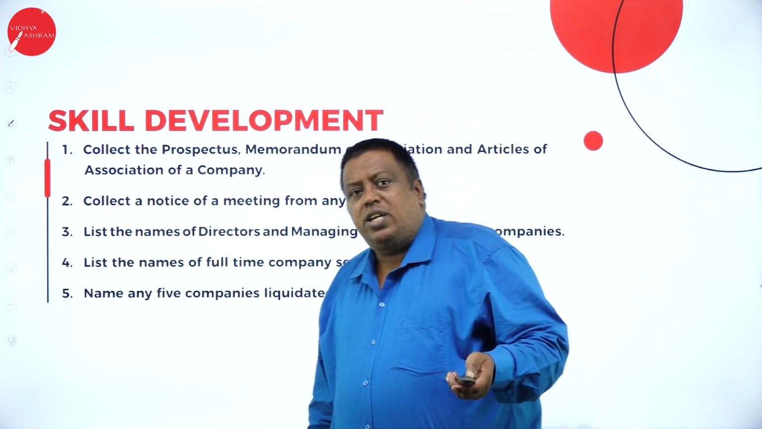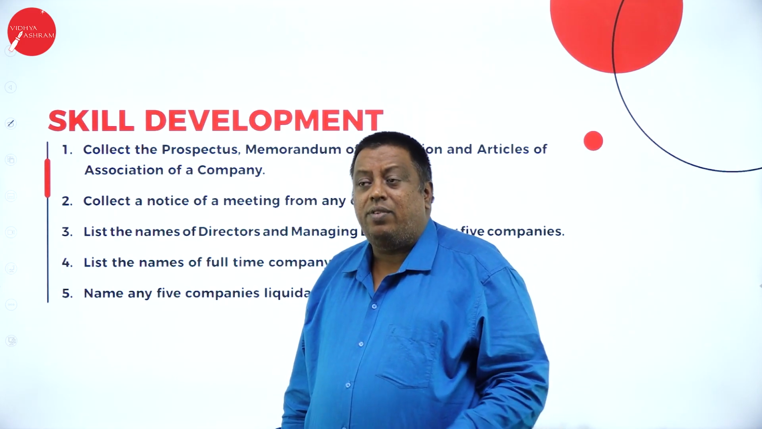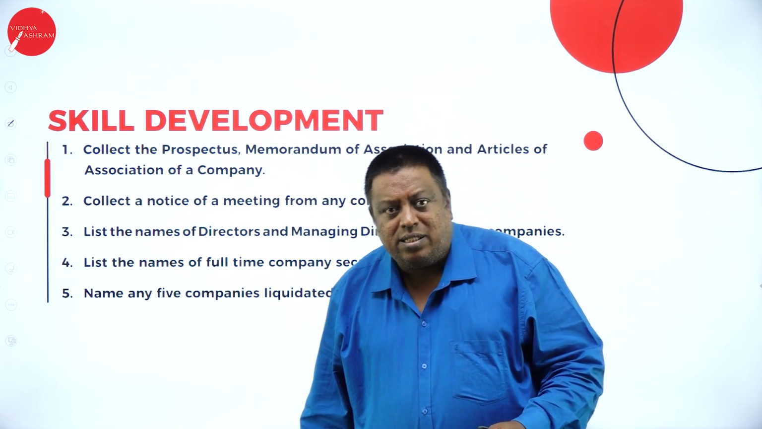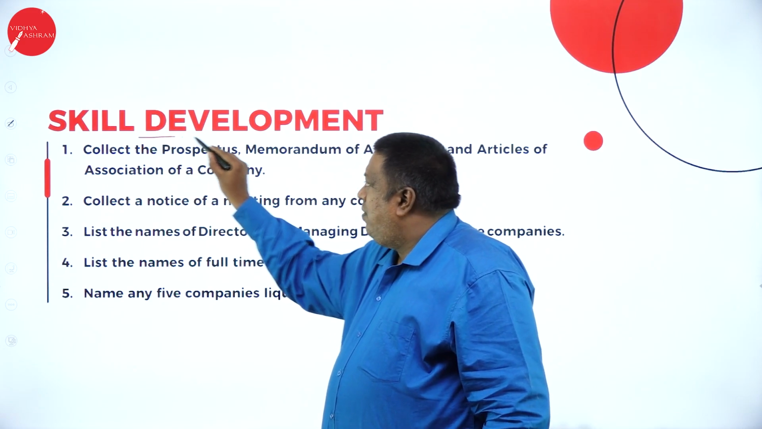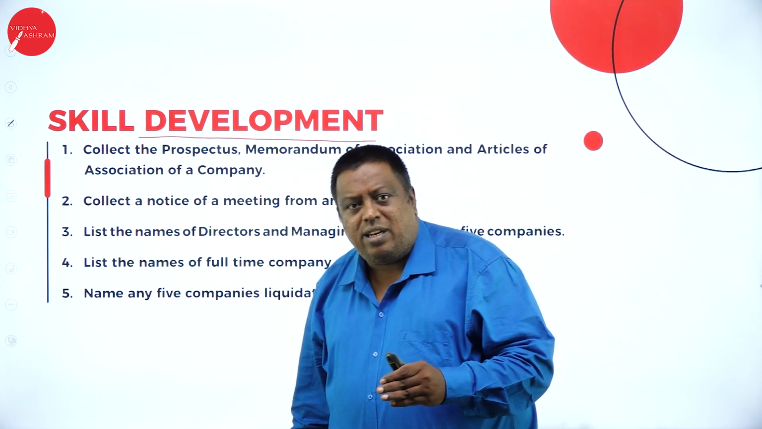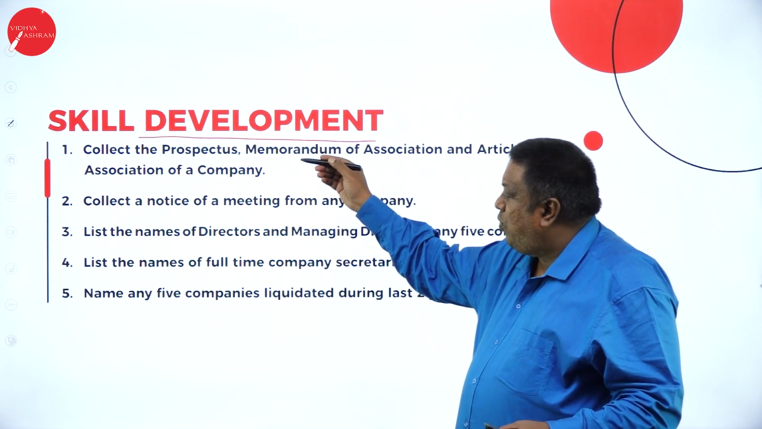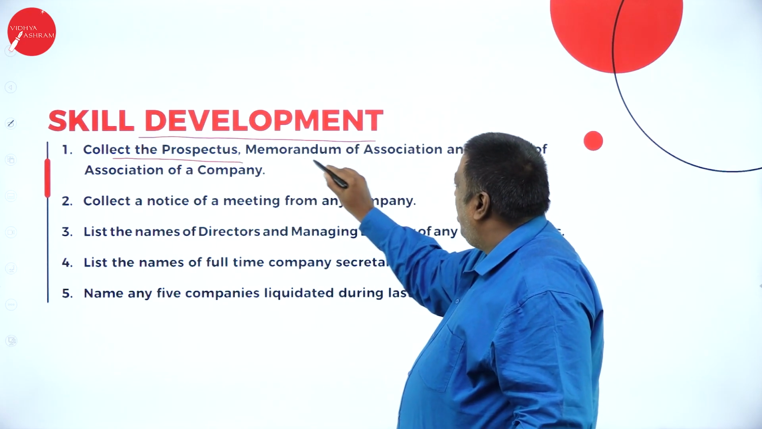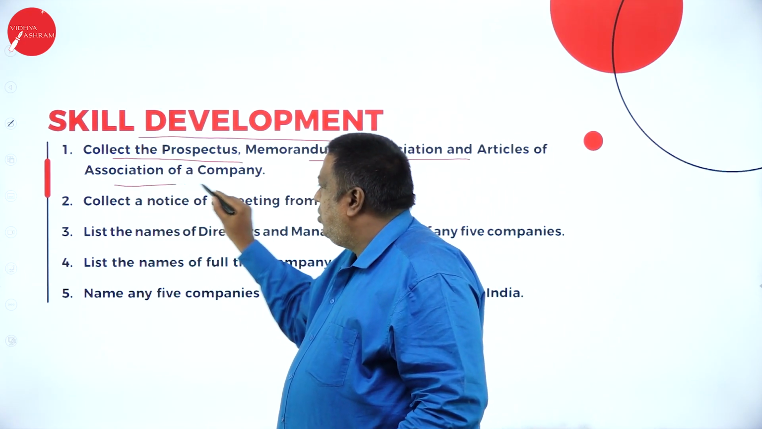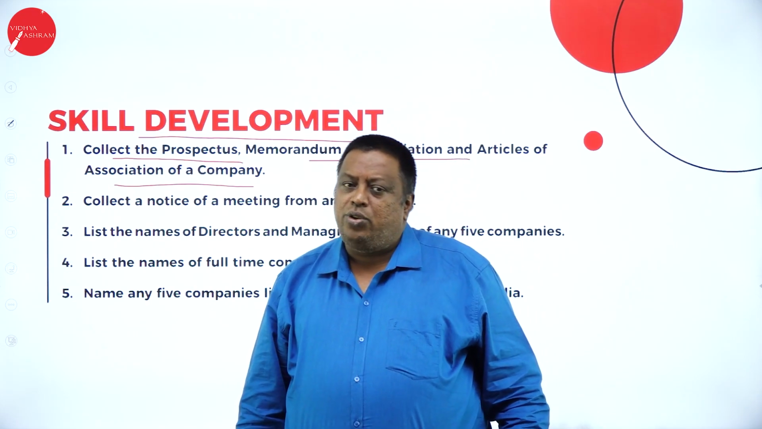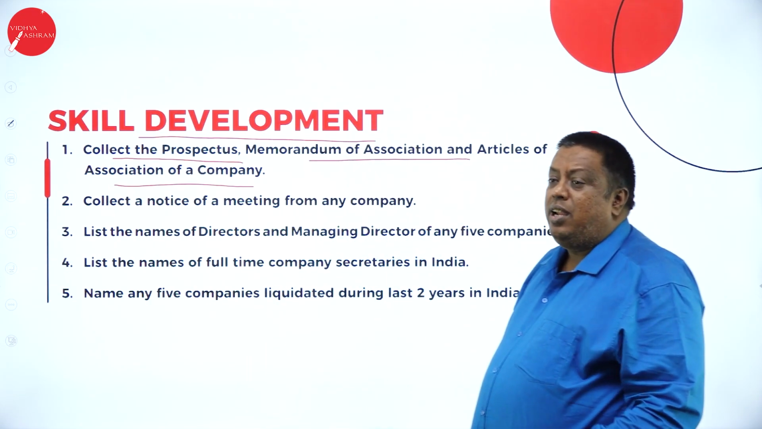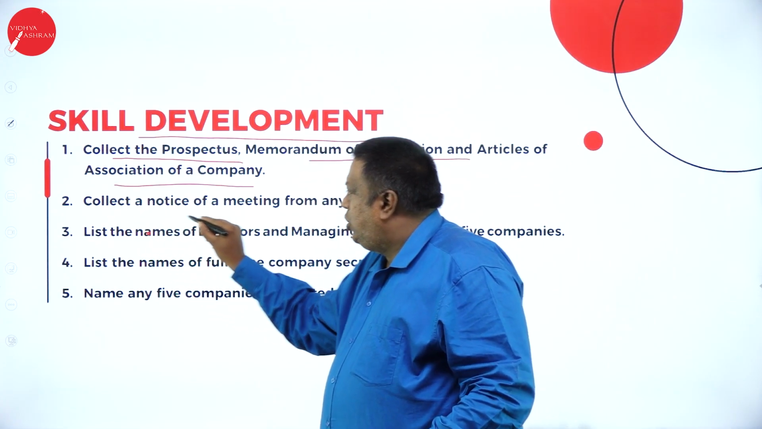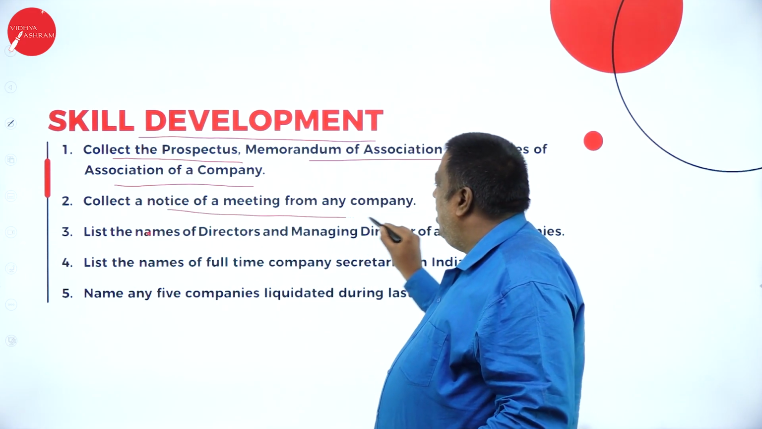And after completion of all the concepts in the company law subject, unit wise, we are going to provide you certain projects. It is called skill development, where every student has to prepare and submit the points we have mentioned here. The first thing, the student has to collect the prospectus, memorandum of association and articles of association of a company, and submit them to the institution, which supports the internal assessment part. And the next one, the student has to collect a notice of the meeting from any company.